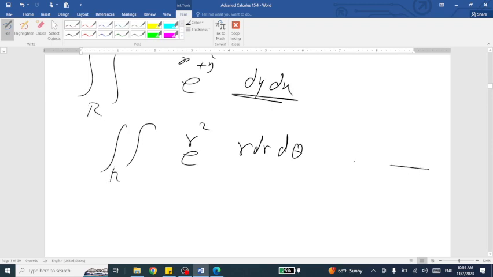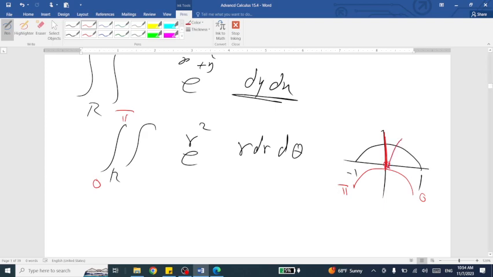If you remember, for a semicircle, theta goes from 0 to pi. Am I right? Yes, from 0 to pi, the half of it. You got it? Good, theta from 0 to pi.